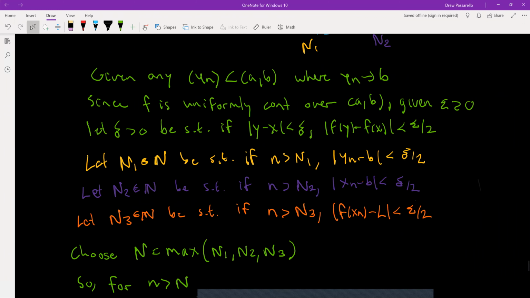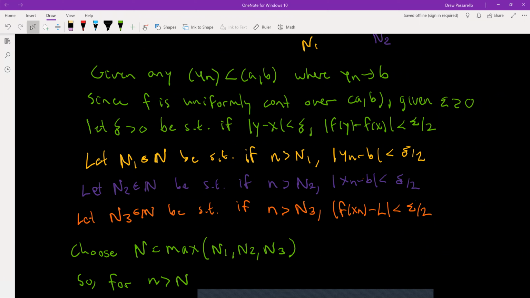down here and said, given any sequence yn in AB where yn converges to b, since f is uniformly continuous over AB, and given epsilon, let delta be such that if y minus x is less than delta, then f of y minus f of x is less than epsilon over 2. For this we found an n1, so that if n is bigger than capital N1, then yn minus b is less than delta divided by 2. We found an n2, so that if little n is bigger than capital N2, xn minus b is less than delta over 2. That way we get it to be less than delta.